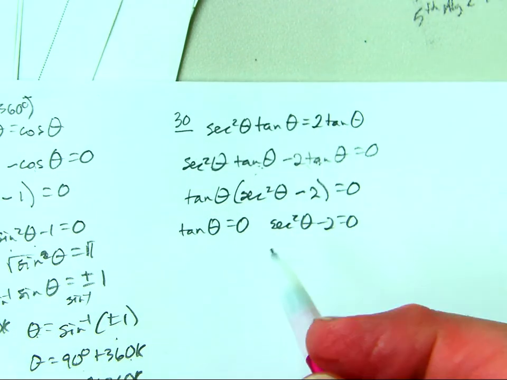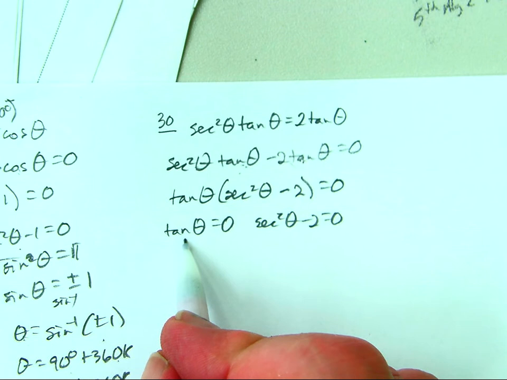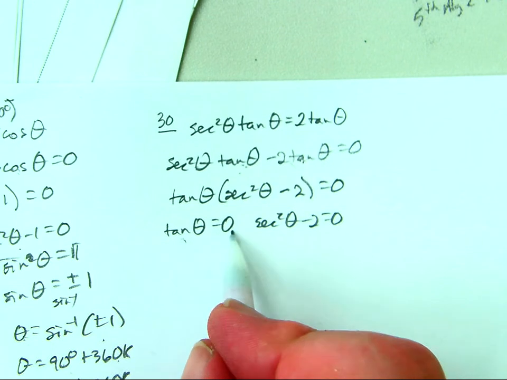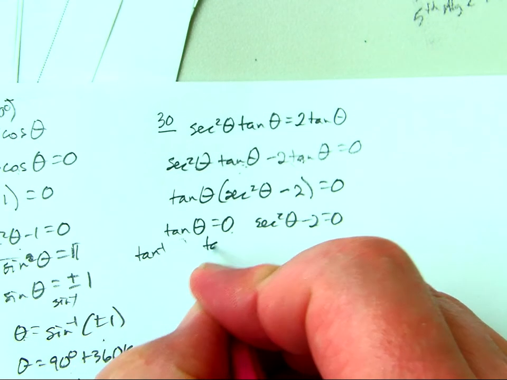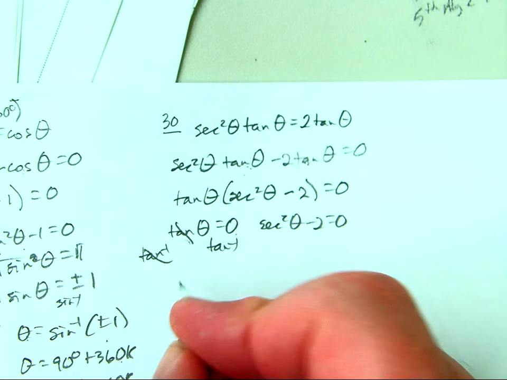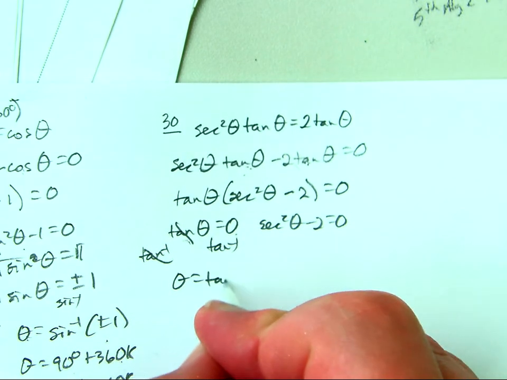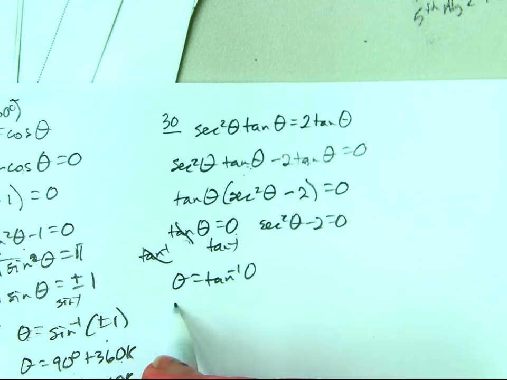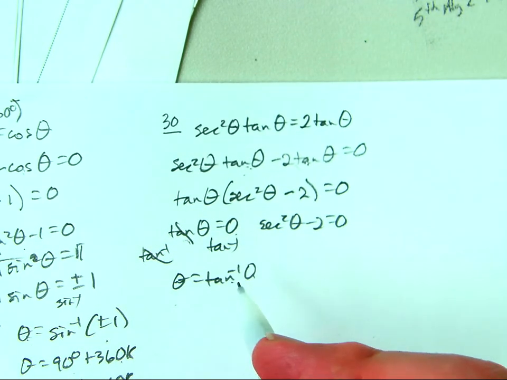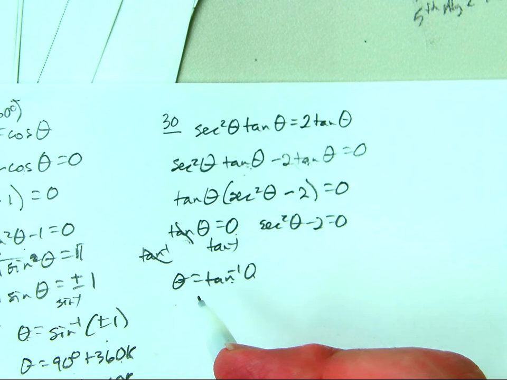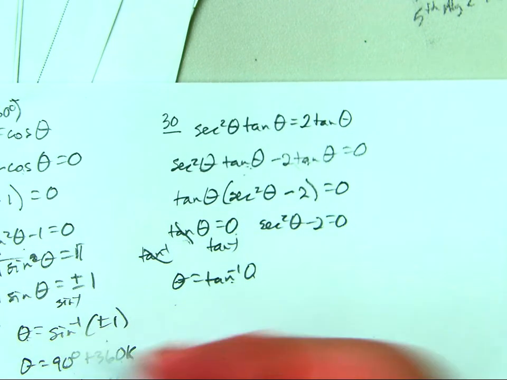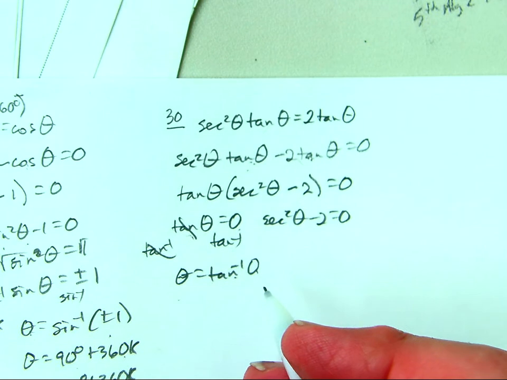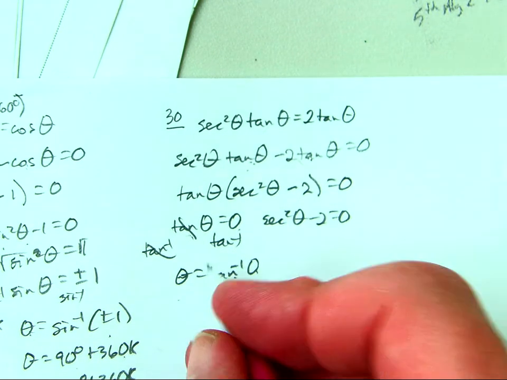Now we're going to work each one of those separately. Here on this one, there's a single trig function. It's already isolated. To get rid of tangent, we do the inverse tangent. So we have theta equals the inverse tangent of 0. Remember, that means what angle has a tangent of 0? Well, tangent is 0 whenever y is 0, because it's y over x. Well, that happens at 0 and at pi, or here we're in degrees. So it happens at 0 and at 180.